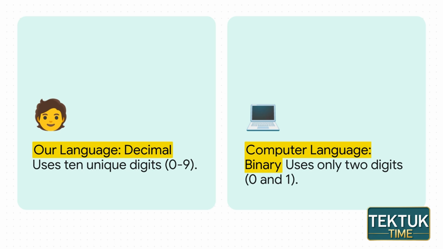But on the other hand, you have the computer's world, binary. It's way simpler, just 2 digits, 0 and 1. That's it. Why? Well, because a computer thinks in terms of off and on, like a light switch, and that's exactly what 0 and 1 represent. Every single thing a computer does, it all boils down to long, long strings of these two numbers.